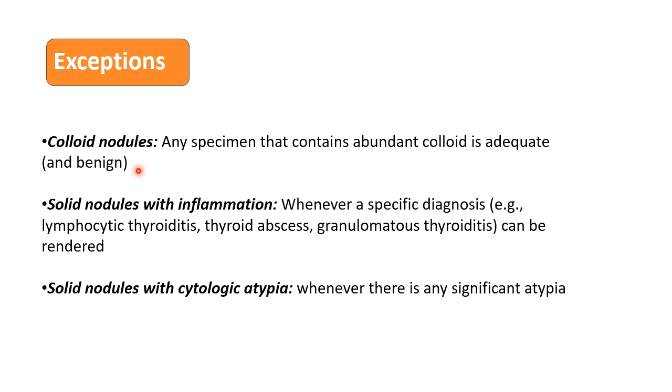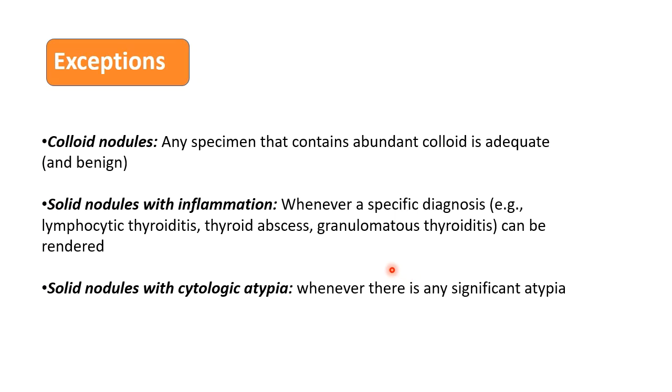Then in case of solid nodules with inflammation, whenever you have a specific diagnosis, for example, lymphocytic thyroiditis, the number of follicular epithelial cells is not meeting the criteria for diagnosis. However, you have lymphocytes which are infiltrating the follicular epithelial cells, and you can give a diagnosis of lymphocytic thyroiditis. If you have multiple abscesses, follicular epithelial cells are less, but you have sheets of polymorphs, you can give a diagnosis of thyroid abscess. It is not a non-diagnostic smear.